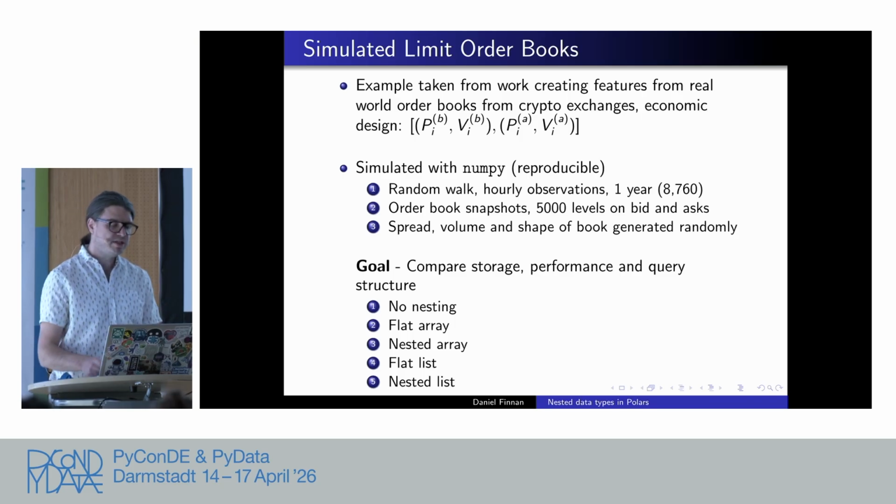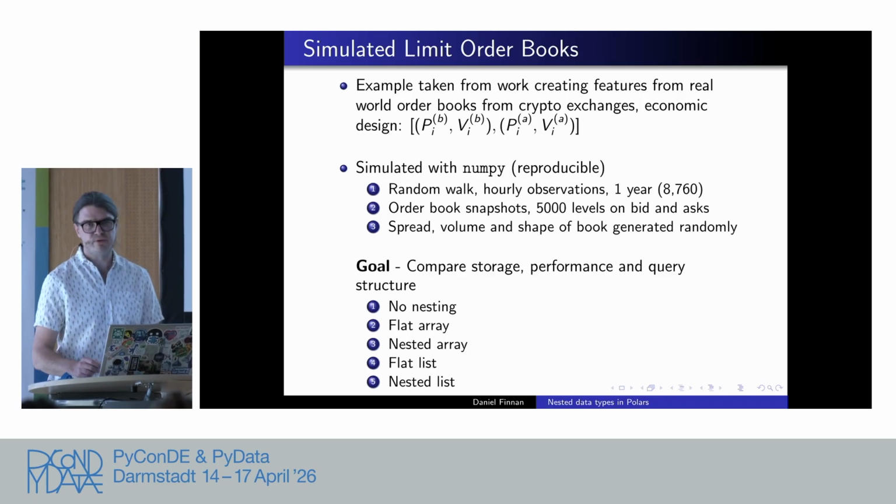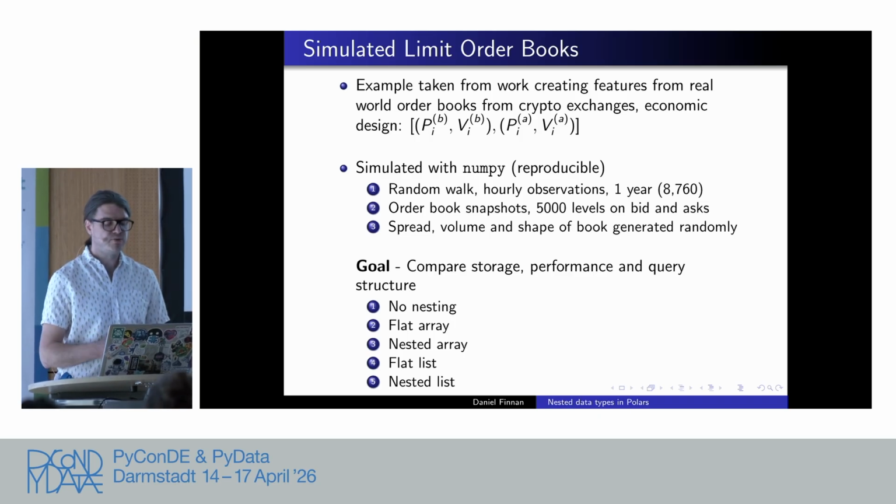I'm not going to use real data. I'm using some data which is simulated from NumPy just to make it reproducible, and I'm going to have the GitHub available for you so you can take a look at that if you're interested. We do a random walk which uses hourly observations over 1 year, so we're looking at about 9,000 observations and order book snapshots of 5,000 levels on the bid and the ask, and that's typical for crypto exchanges. The spread of the book, as well as the volume and the shape, are randomly generated according to different limits that I've created using NumPy.